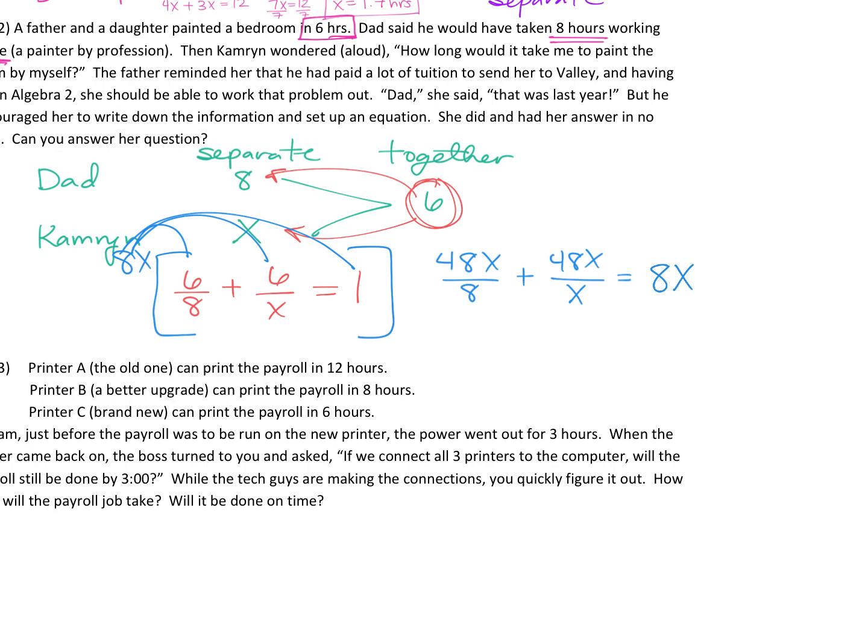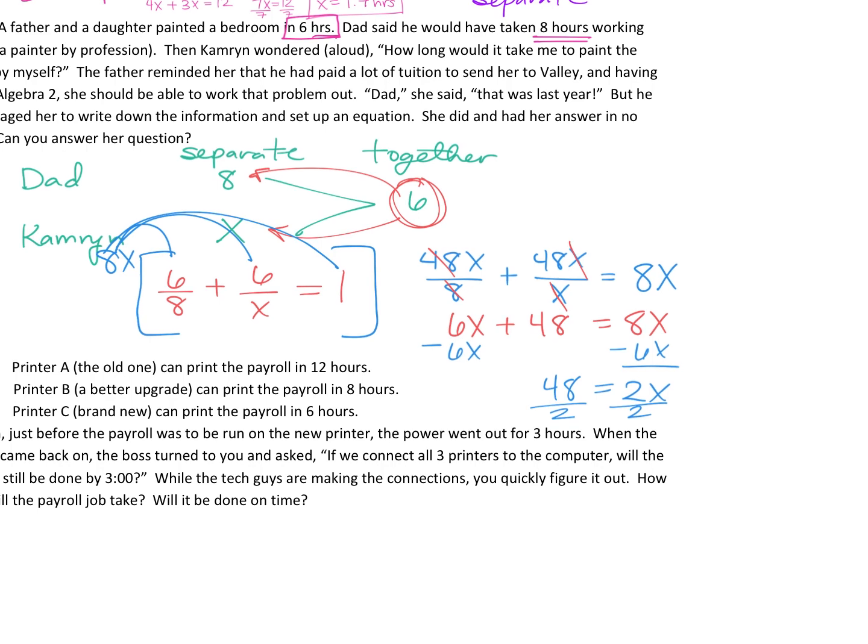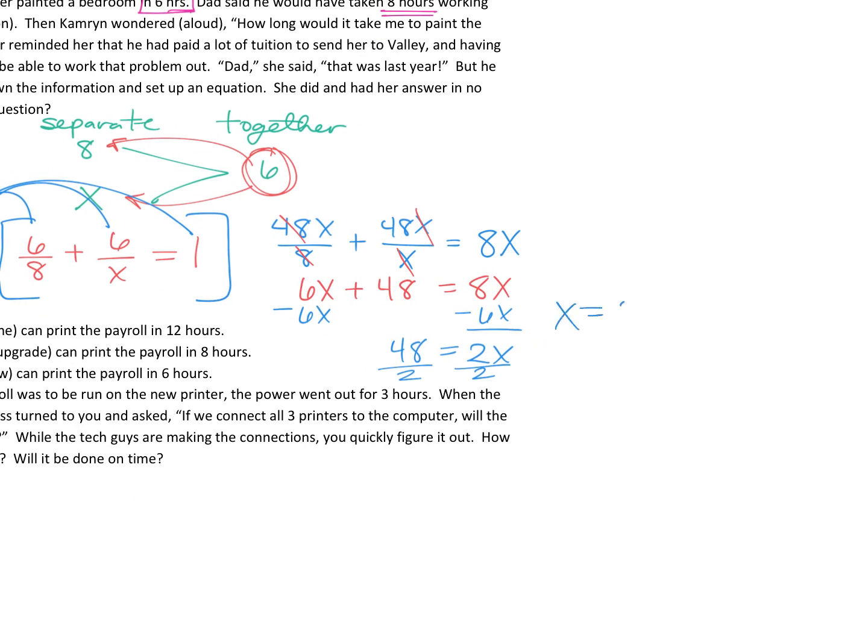Now simplify. 48 over 8 is 6 times x. x over x leaves you with 48. So 6x plus 48 equals 8x. Take away the 6x. So 2x equals 48. x is 24. 24 what? 24 hours. Can you imagine? It takes her 24 hours to paint the room by herself, what her dad can do in 8.